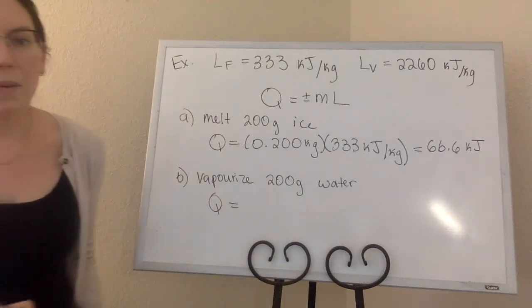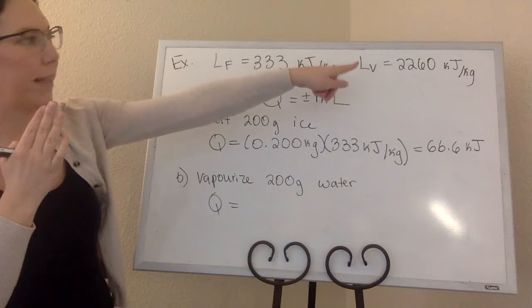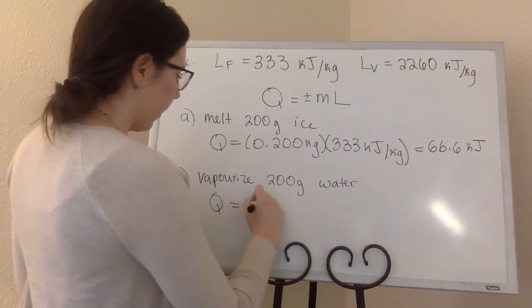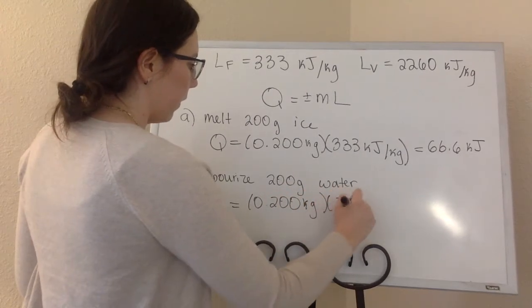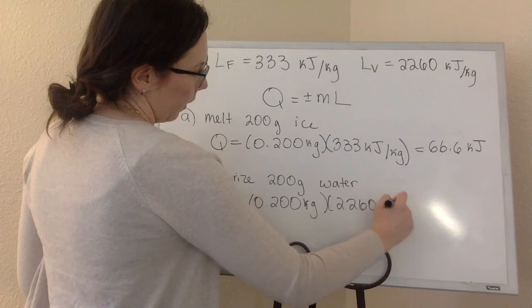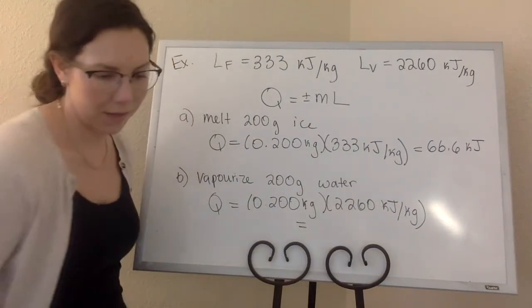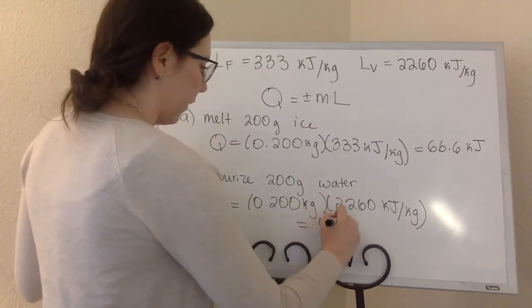Okay, and then to vaporize 200 grams of water, this time we want to use the latent heat of vaporization, and this also requires energy, so it's positive. 0.2 kilograms times 2,260 kilojoules per kilogram. Notice it takes more energy to vaporize the water than to melt it, and we get 452 kilojoules.